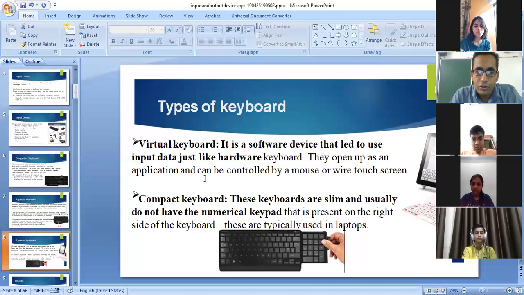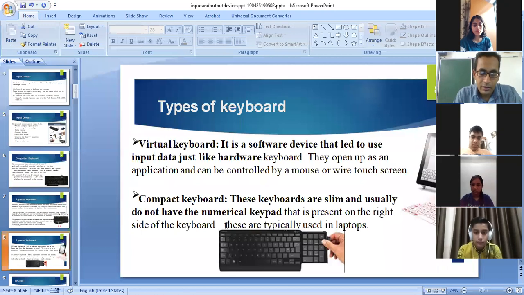Virtual keyboard is a software device that is used to input the data just like the hardware keyboard. A virtual keyboard is a keyboard that you have on your mobile screen when you use WhatsApp. That is a virtual keyboard that appears on your screen. Compact keyboard is a keyboard most of the times we use for games. On your laptop also it's a compact keyboard. The touch part for the cursor is there on the keyboard itself. The touchpad.